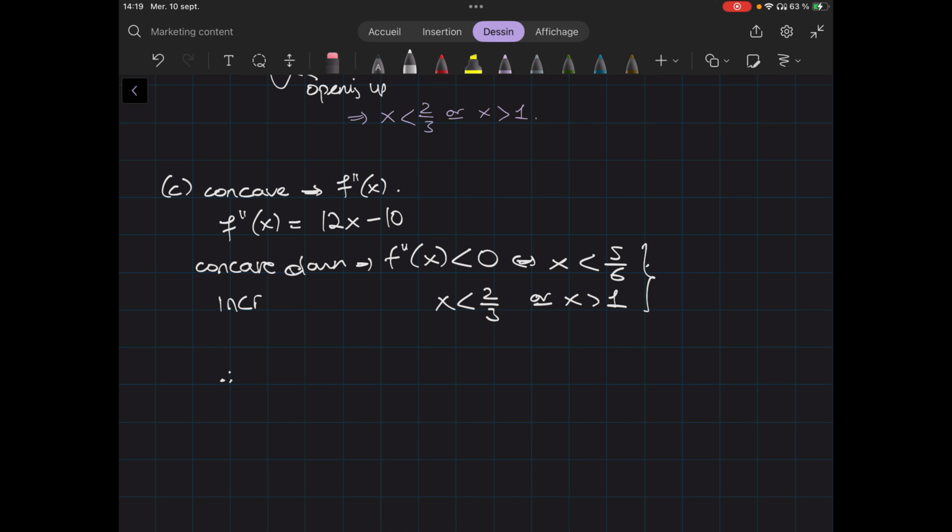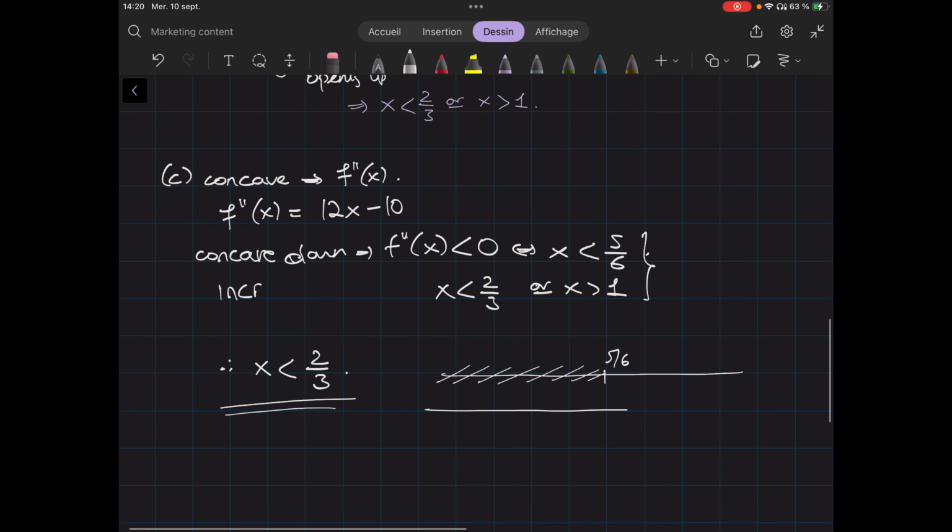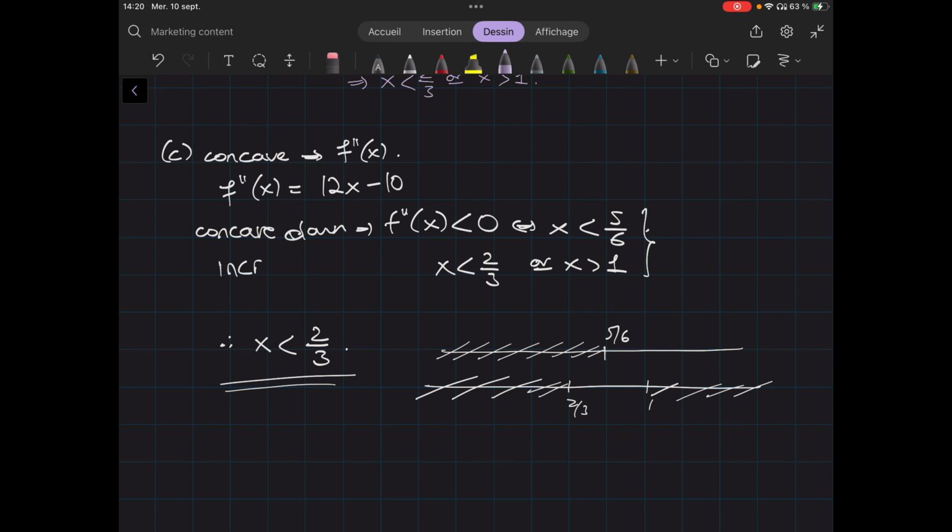Therefore, the only interval that satisfies both requirements is x less than 2 by 3. If it is still unclear, you can draw a number line. The first inequality allows us to take this part. The second inequality allows us to take either the part on the left or the part on the right. We're interested in the parts that are common to both inequalities. Therefore, we are only interested in this portion over here. In other words, x is less than 2 by 3.